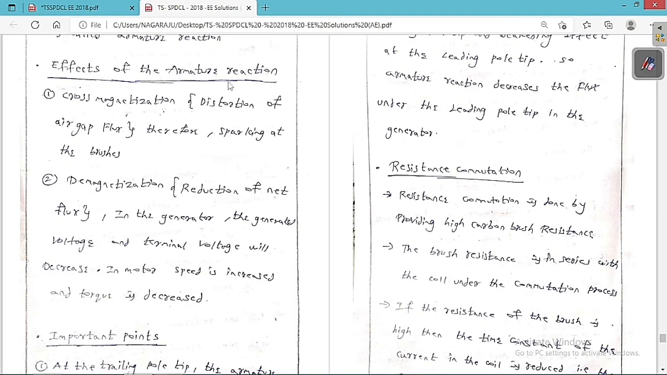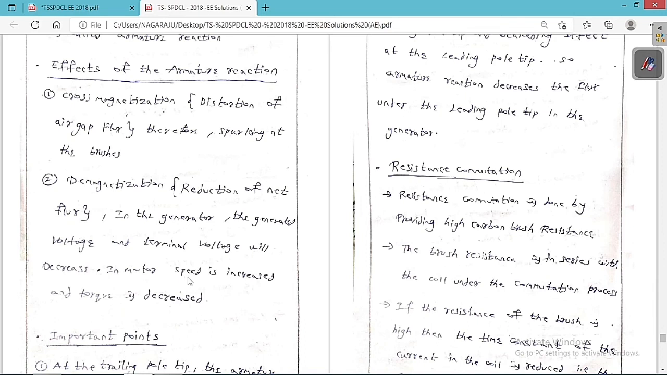So what are the effects of armature reaction? It has the cross magnetization effect, meaning distortion of the air gap flux, and therefore sparking at the brushes. Then comes demagnetization, meaning a reduction of net flux. In the generator, the generated voltage and the terminal voltage will decrease. In the motor, speed will increase and torque will decrease, because demagnetization means the overall flux will reduce.